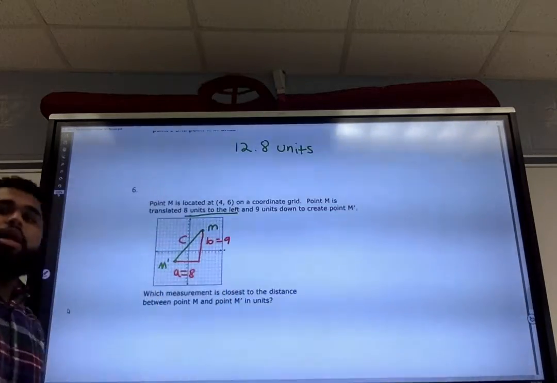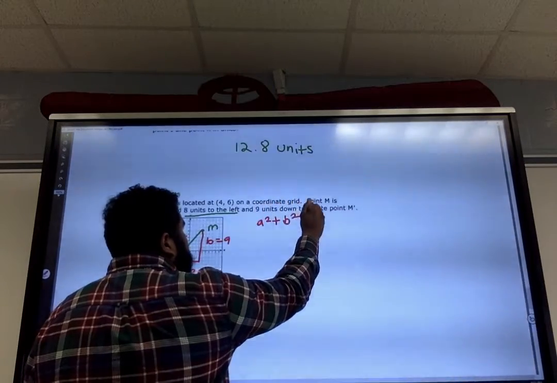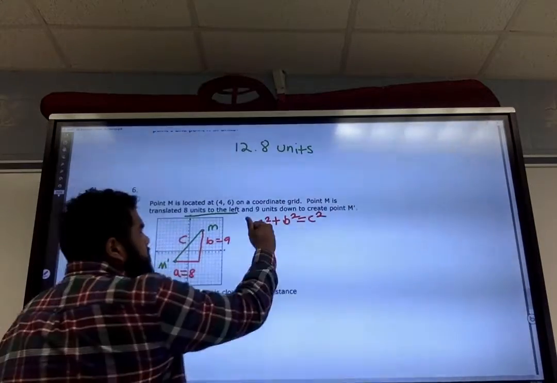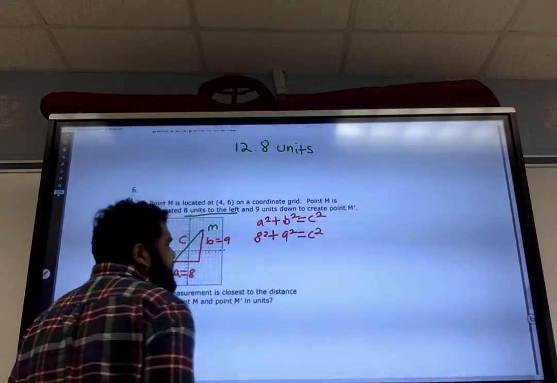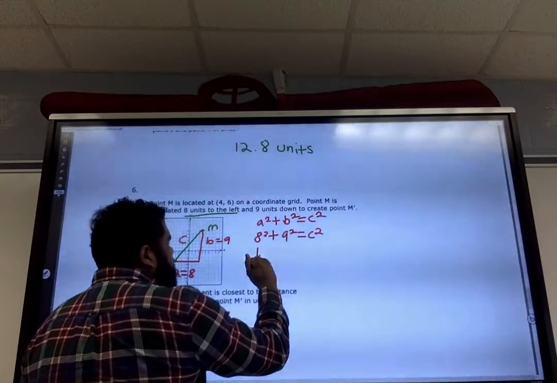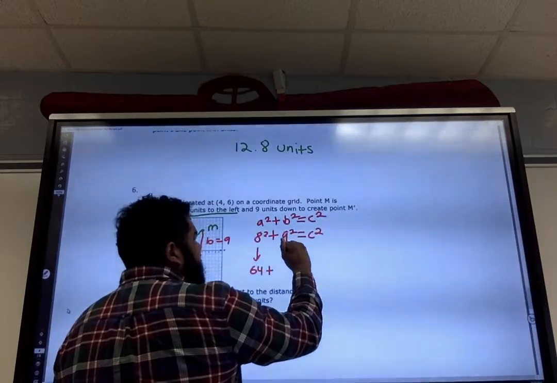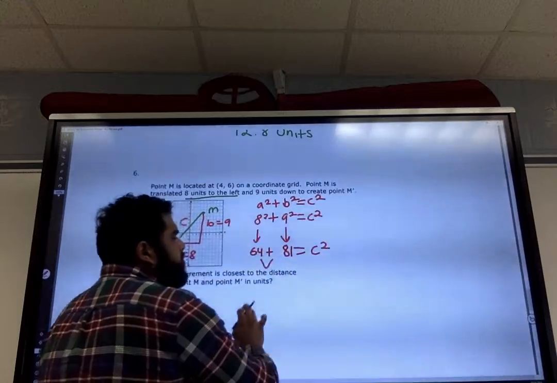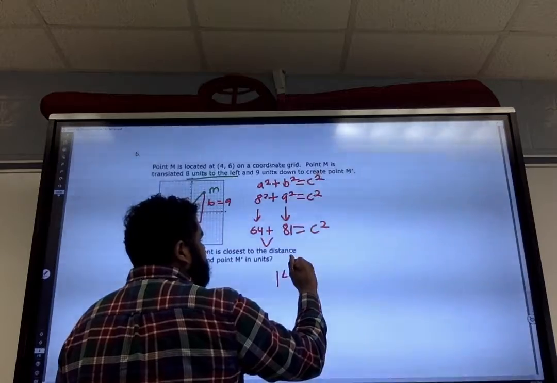Okay? So now we use the formula, A squared plus B squared equals C squared. I know my value for A is 8. 8 squared plus 9 squared equals C squared. 8 squared, breaking down, is 8 times 8, which we know is 64, plus 9 times 9 is 81. Then I add these two together. 64 plus 81 equals 145. My apologies.